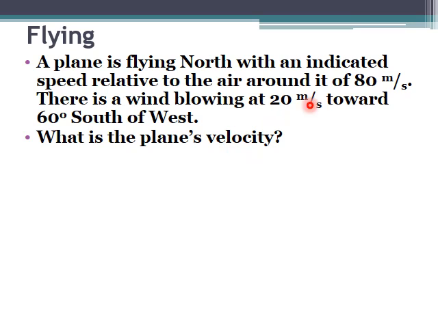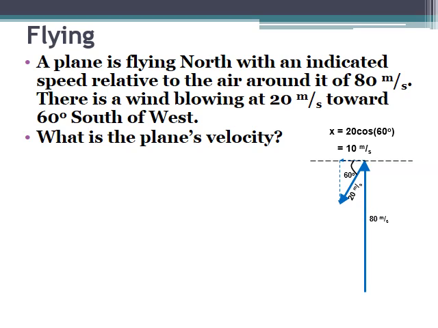And like before, we would add these two together, but we don't just add the numbers to get 100, we have to add them like vectors. So we have the plane's velocity, which is 80 meters per second north, and then we have the wind's velocity, which is 20 meters per second, 60 degrees south of west. Now you can see that this vector, this 20 meters per second, is going to have a west component and a south component. The west component is going to blow the plane off course. The south component is going to go against the 80 meters per second.